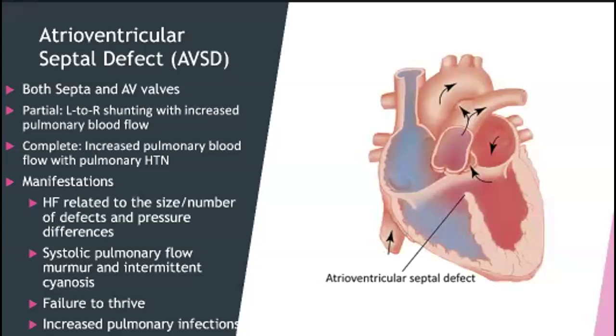Clinical manifestation. Symptoms usually appear early in infancy. We have a harsh systolic murmur. We have tachypnea, dyspnea, retractions, poor feedings, sweating with feeds, failure to thrive, poor weight gain, frequent respiratory infections, and signs of congestive heart failure. This is often associated with trisomy 21, which is Down syndrome.